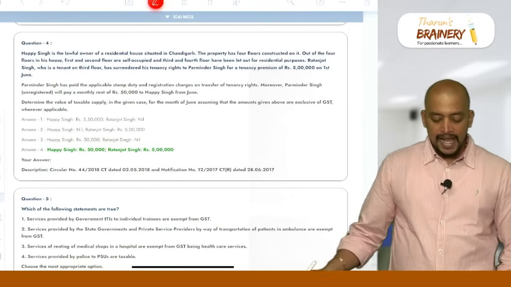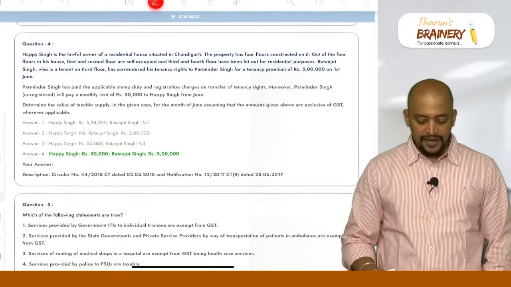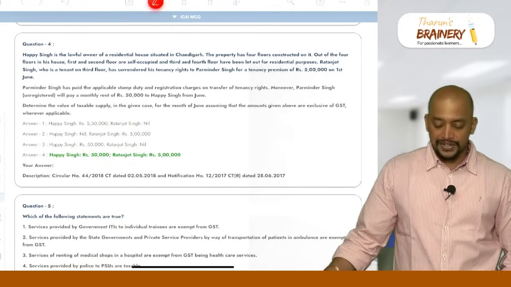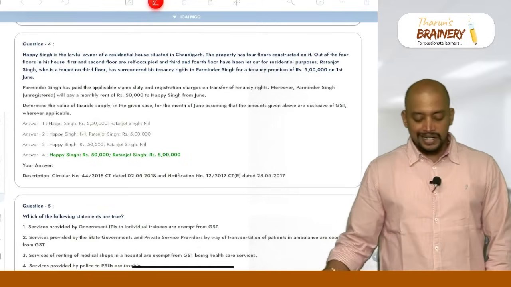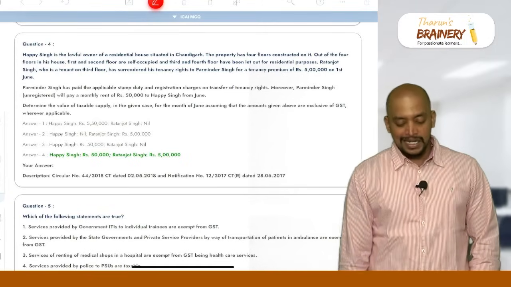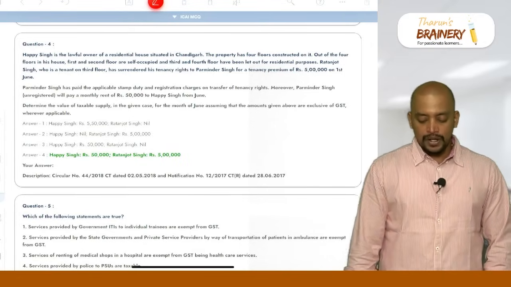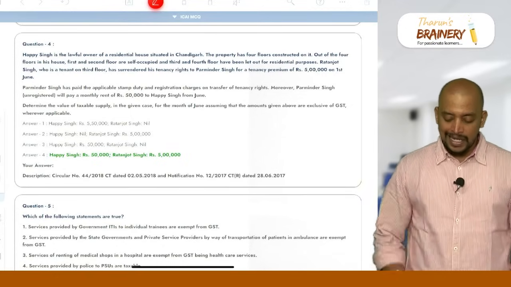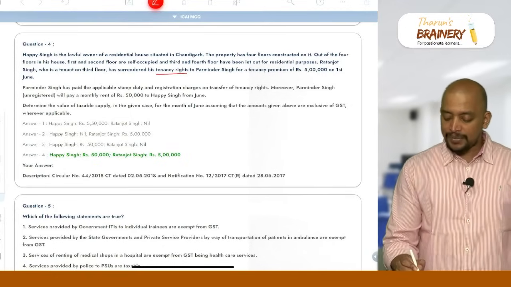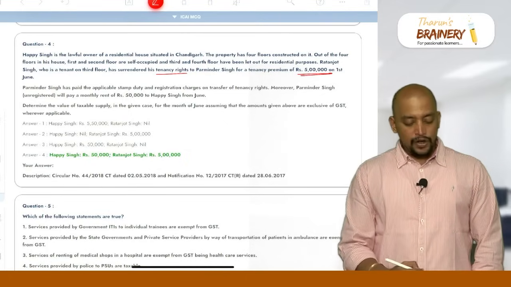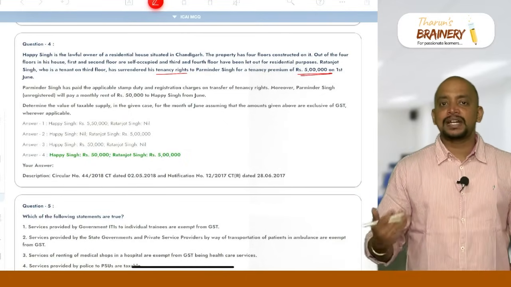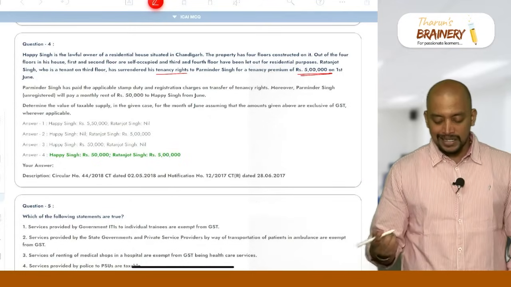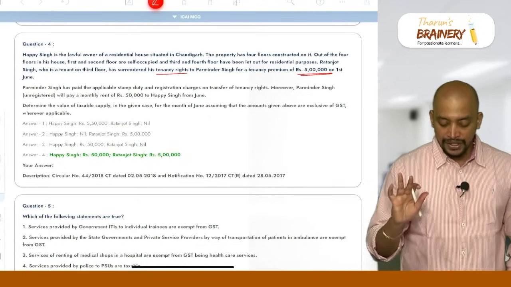Then question number 4, Happy Singh is the lawful owner of a residential house situated in Chandigarh. The property has 4 floors constructed on it. Out of the 4 floors in his house, the first and second floor are self-occupied and the third and fourth floor have been let out for residential purposes. Ratanjot Singh, who is a tenant on the third floor, has surrendered his tenancy rights to Parminder Singh for a tenancy premium of 5 lakhs on 1st June. So, transfer of tenancy right by a tenant will always be taxable. Here Ratanjot Singh is a tenant transferring it to Parminder Singh, so that 5 lakhs will be taxable in the hands of Ratanjot Singh, no doubt.